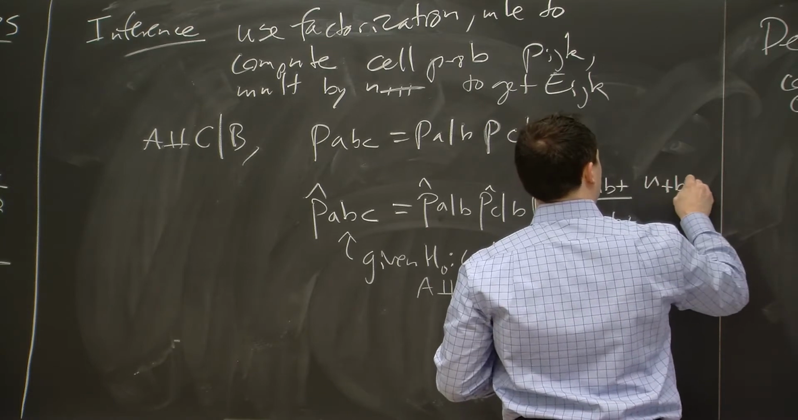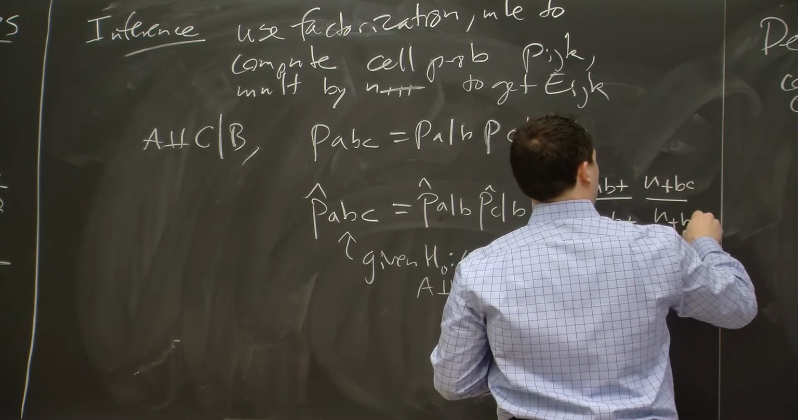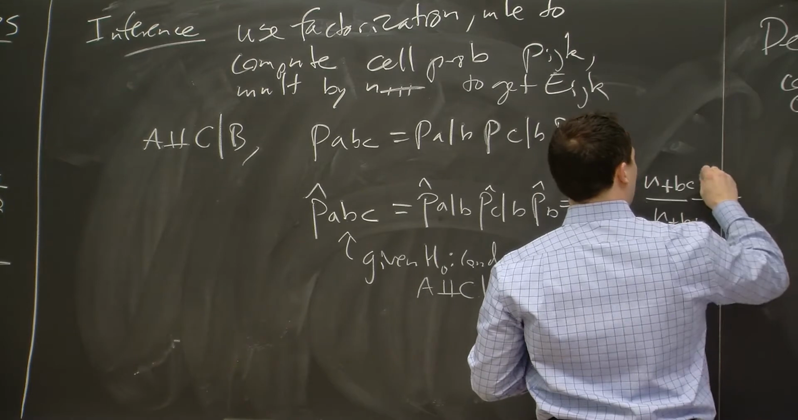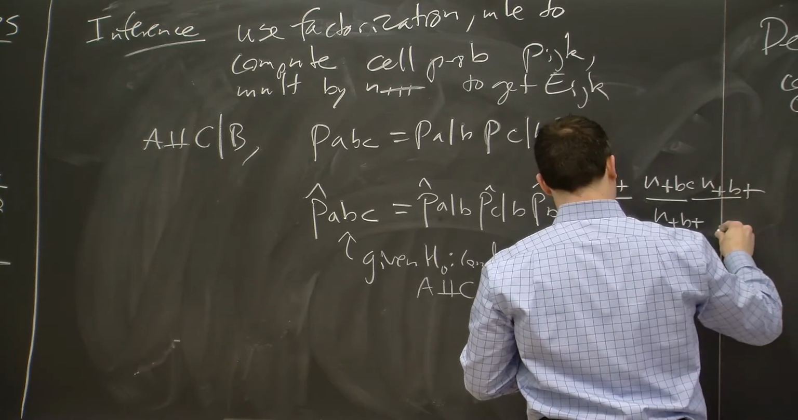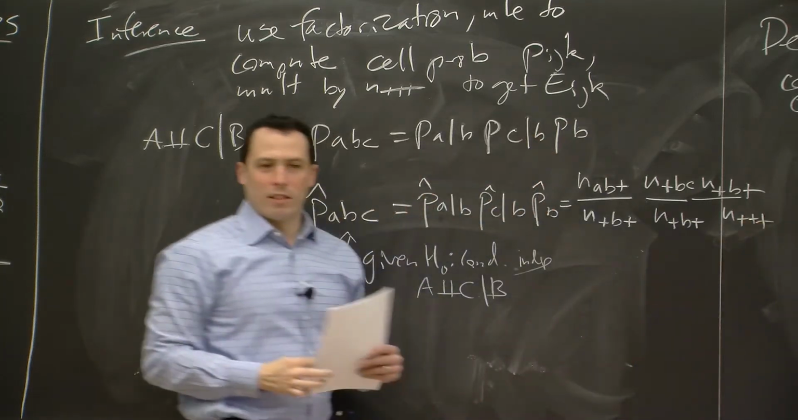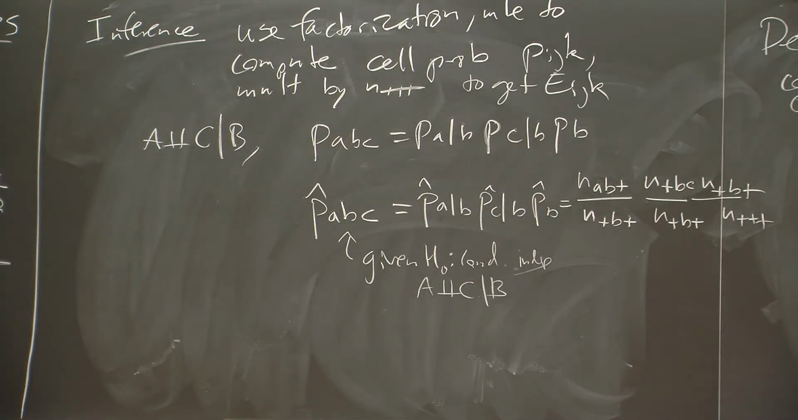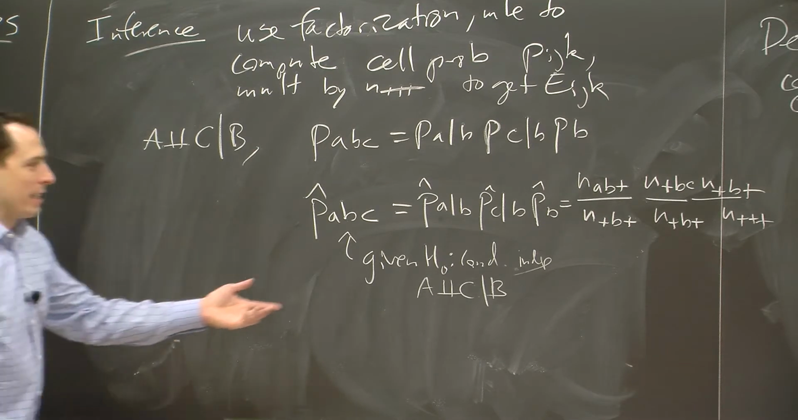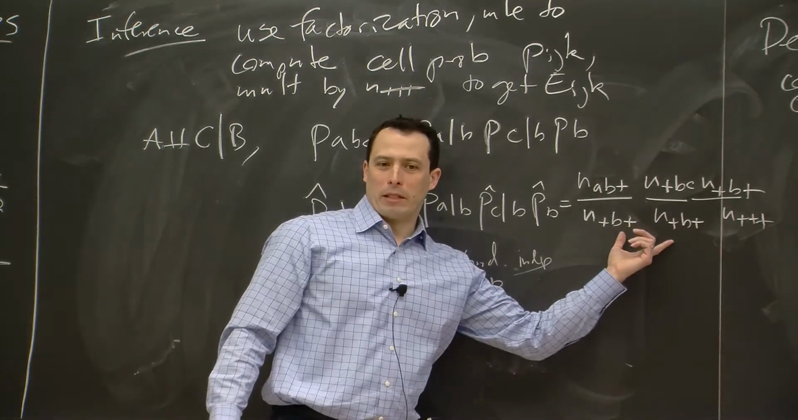N plus BC over N plus B plus times N plus B plus divided by N plus plus plus. Right, so these are just these obvious estimates for these conditionals. And part of the magic of this particular model is that these estimates are so easy to obtain.